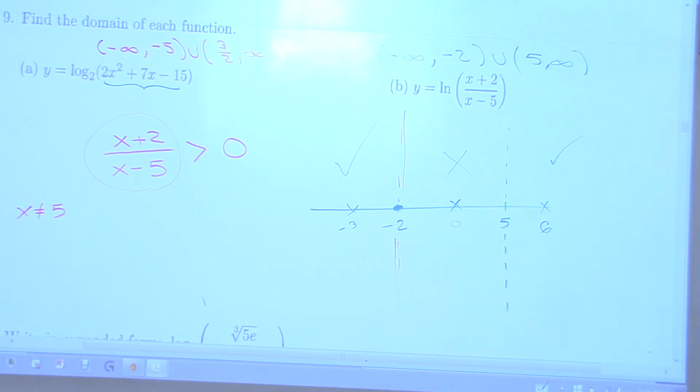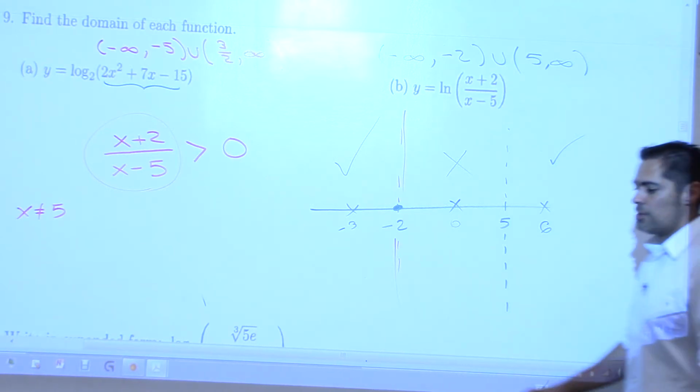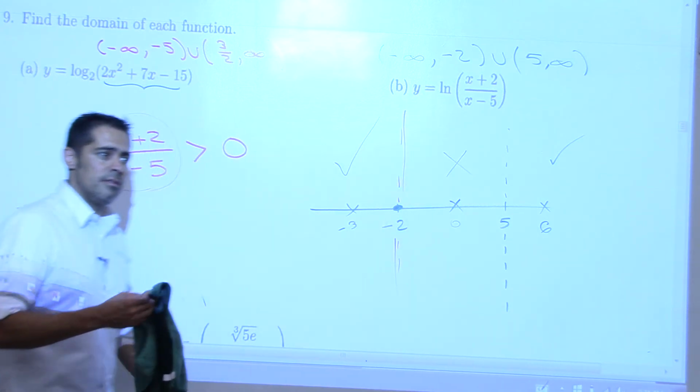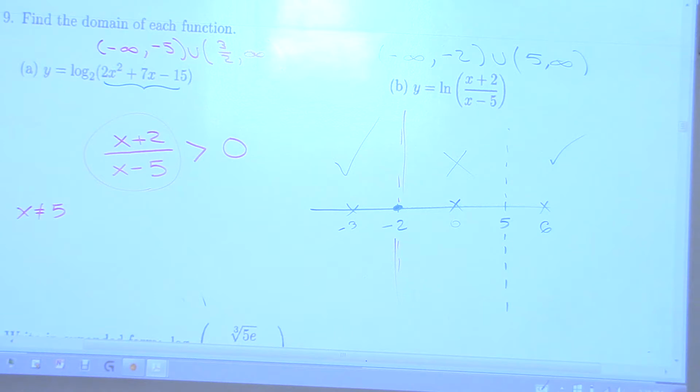Not including 5? That applies to all x-intercepts though, right? For a logarithm, yes. You can't include 5. If this is a logarithm, then we can't have x-intercepts in there.